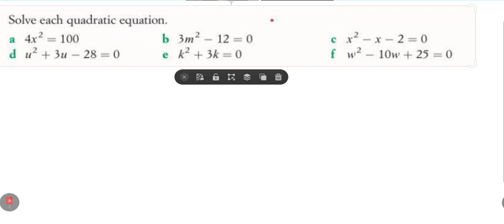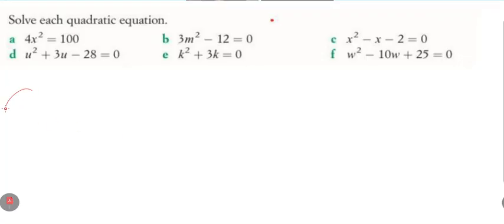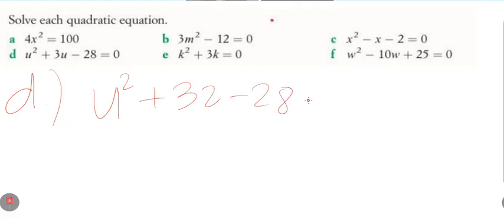Okay, so now, since we're done with the first three, let's go and solve for the letter D down here. For the letter D, you can see it is u squared plus 3u minus 28 is equal to 0. Now, we're going to factor the quadratic equation and find the two numbers that multiply to negative 28 and add to 3.